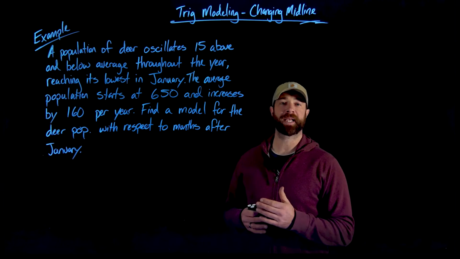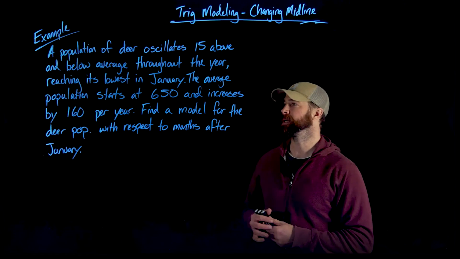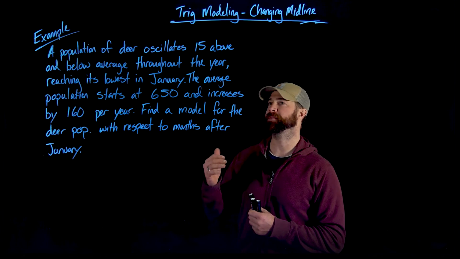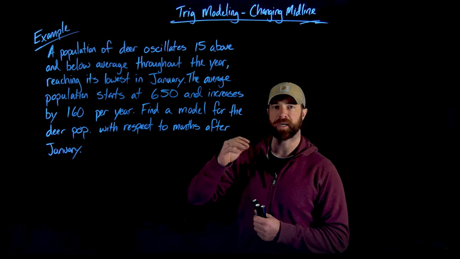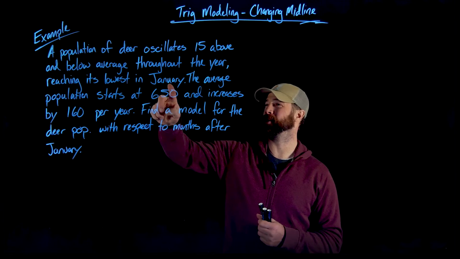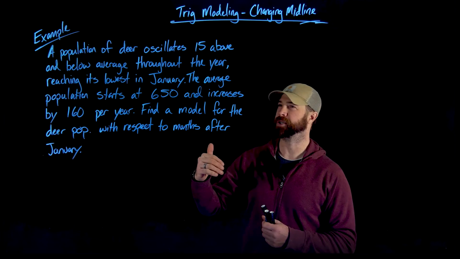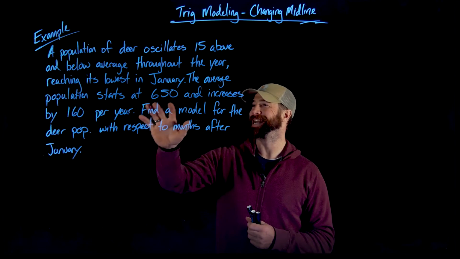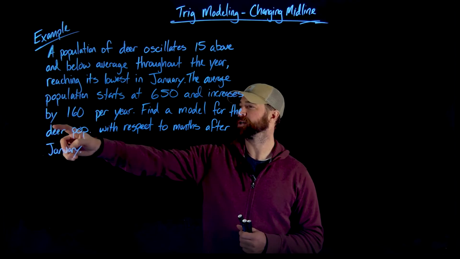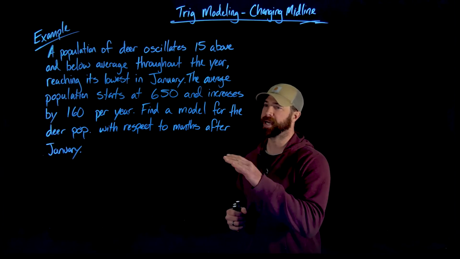All right, so here we have an example of a population that we can model with a trigonometric function that has a changing midline. The situation is a population of deer oscillates 15 above and below average throughout the year. So that oscillation is caused by our sine or cosine function that we're going to use, reaching its lowest in January. So that means it starts at a minimum. In January, we have a lowest population. The average population starts at 650. So that would be where our midline starts, and increases at 160 per year. Find a model for the deer population with respect to months after January.